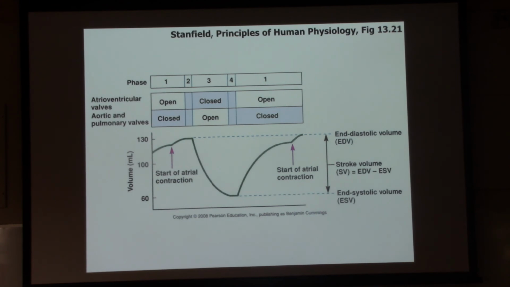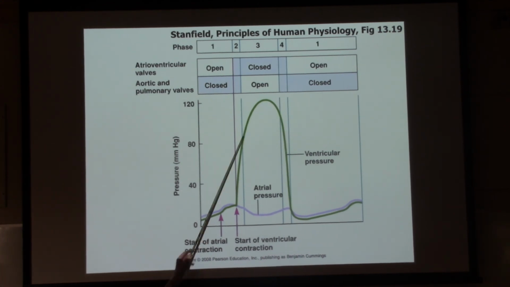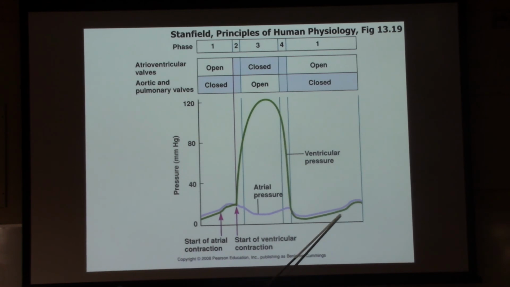So here we're sort of focusing on the volume of the ventricles. Now let's talk about pressure. We're going to focus on pressure. And we can correlate it to the volumes and to the state of the valves. Alright, so here we have the pressure of the ventricles in green. So this curve right here represents ventricular pressure, and this purple line represents the pressure of the atria.